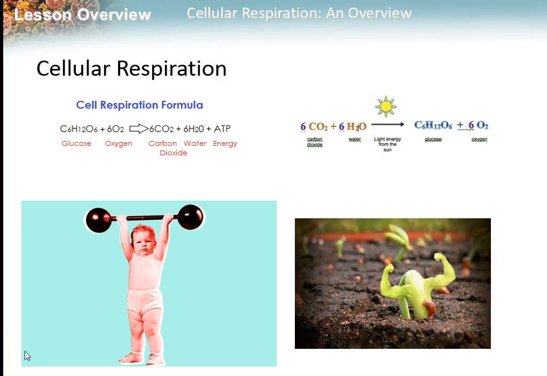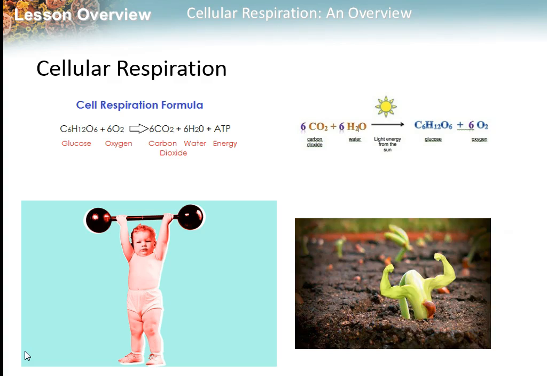All cells need ATP. That means that all cells need cell energy. How do we get our cell energy? We get our energy from eating our food. But how is it that we can release cell energy from something as simple as sugar? Well, let's think about the other set of reactions that we've been talking about.